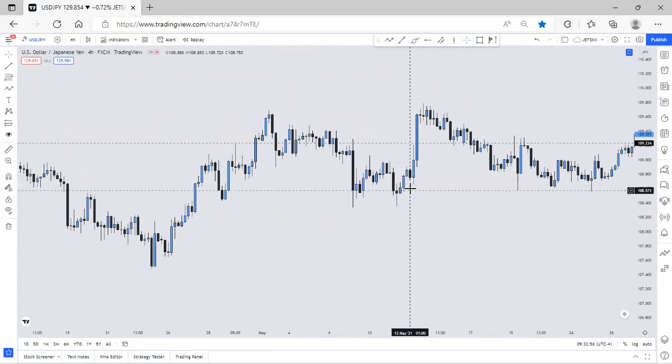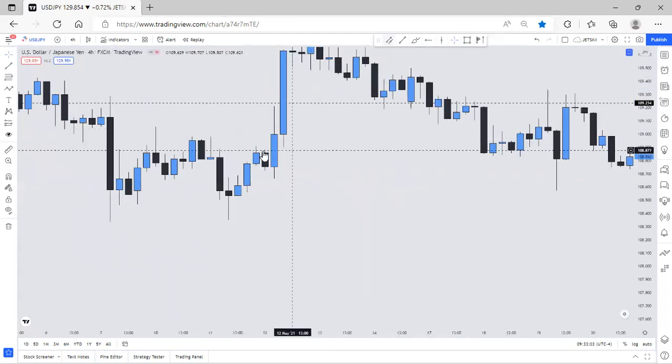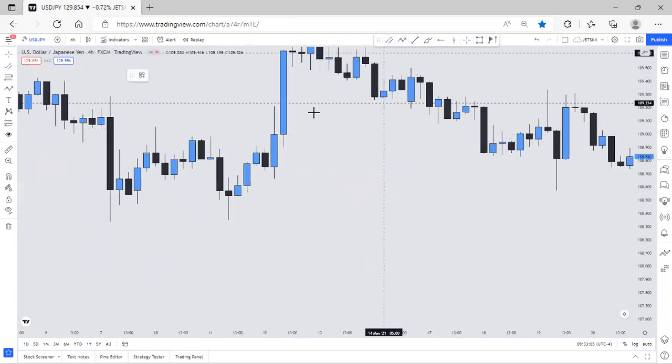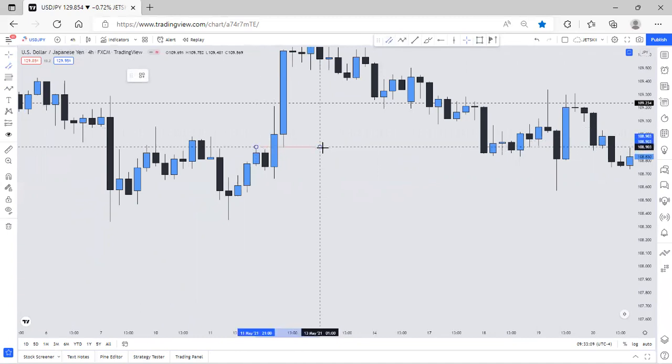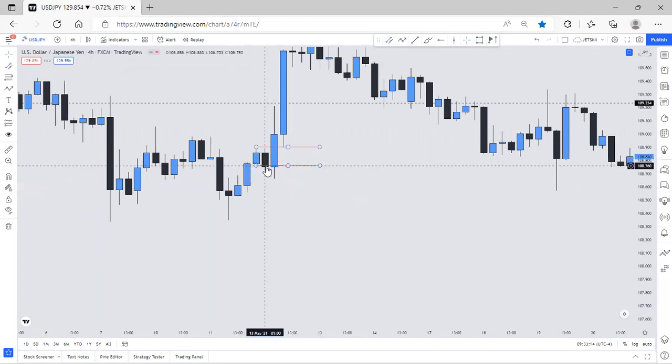It took that, but it closed outside. You see where it closed? It closed outside that previous candle's range. The previous candle's range is from where? It's from that high to that low, right? You see that low, the close, see it was below that low. So that's why I don't take it.